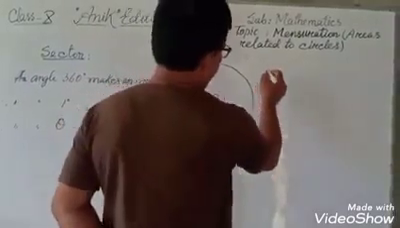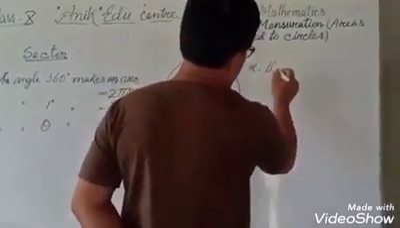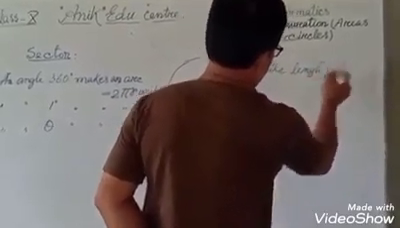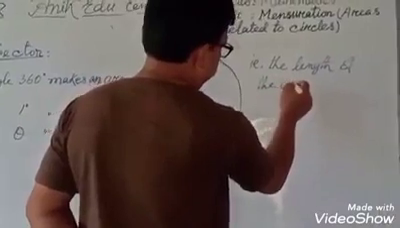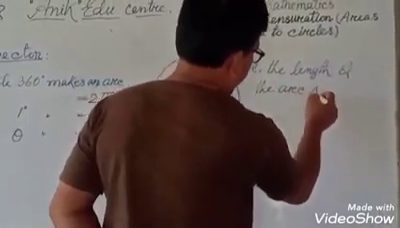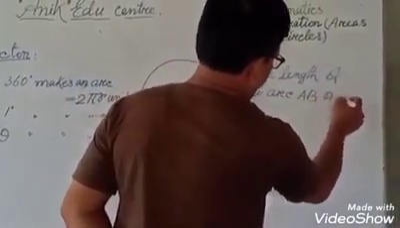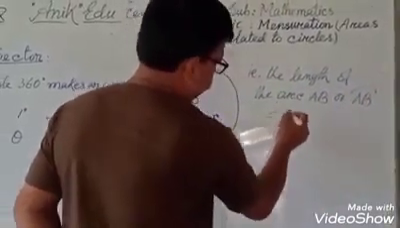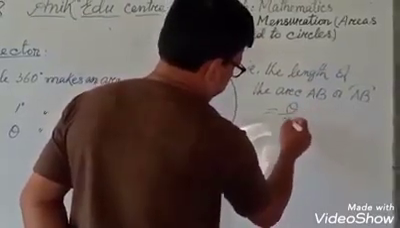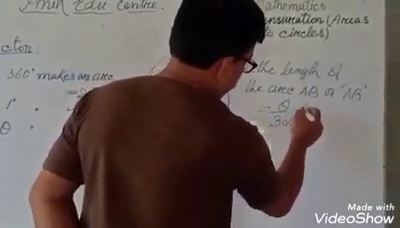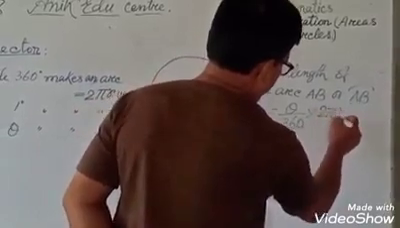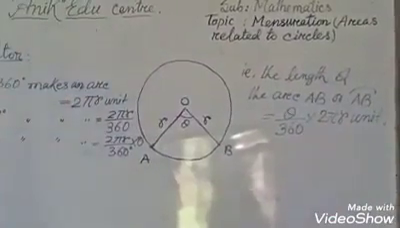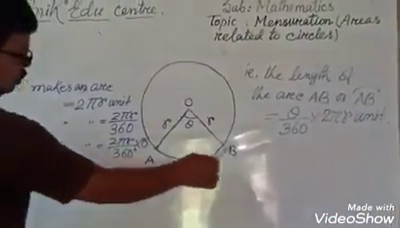That is, the length of the arc AB is equal to theta by 360 into 2 pi r unit. This is the length of our arc AB.